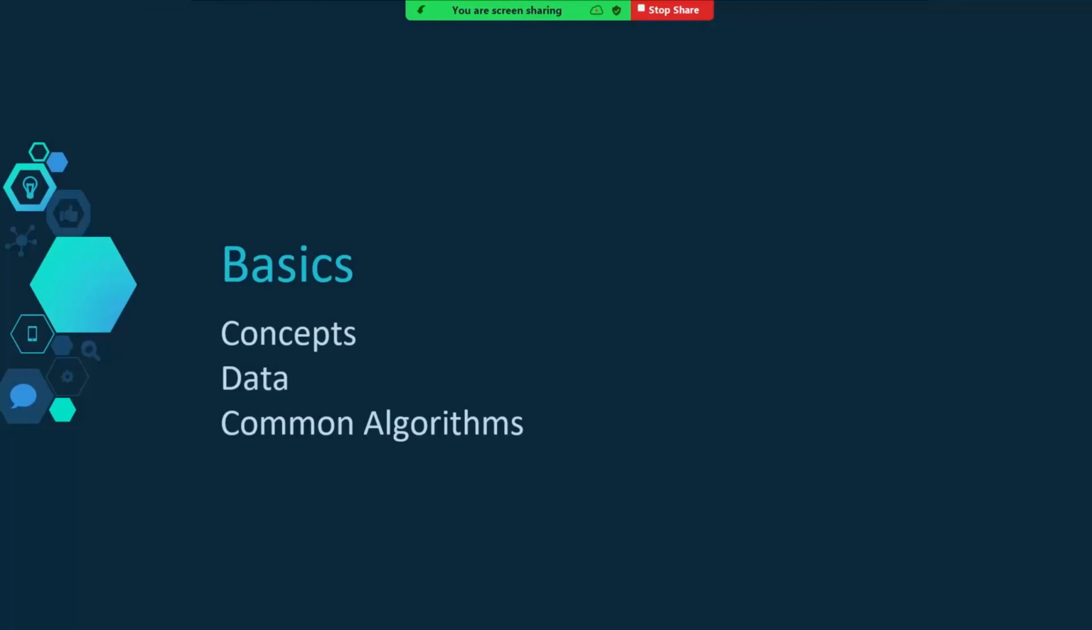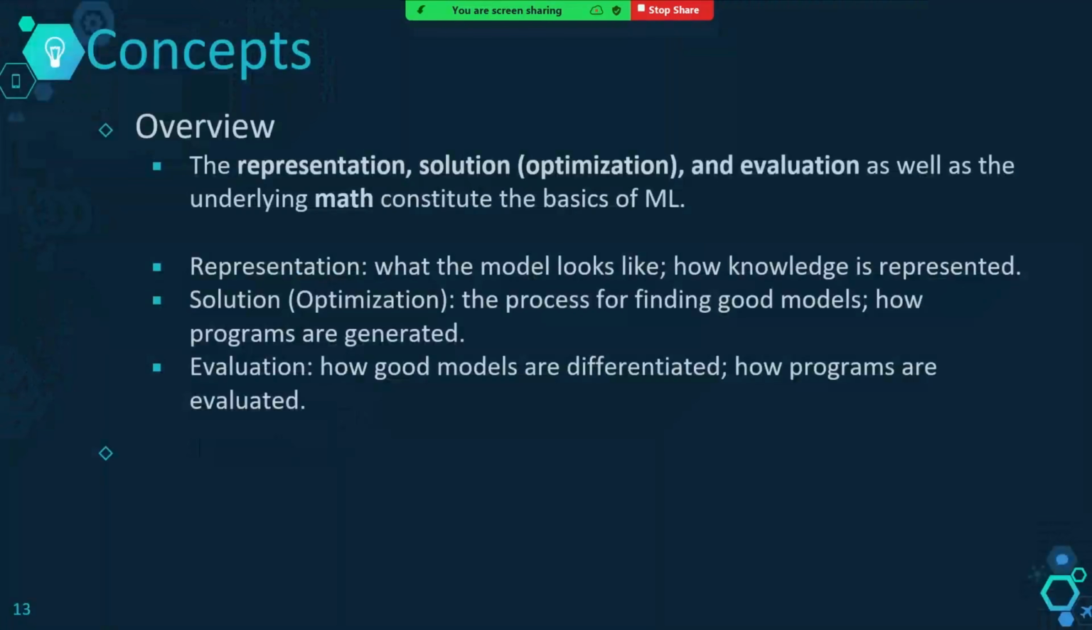So next, let's go through some basics for AI. We'll talk about concepts, data, and the common algorithms. So overall, when we say AI, we're talking about numerical AI, we're talking about machine learning here. So when we are talking about machine learning, what do we have in machine learning? How can we have different components?